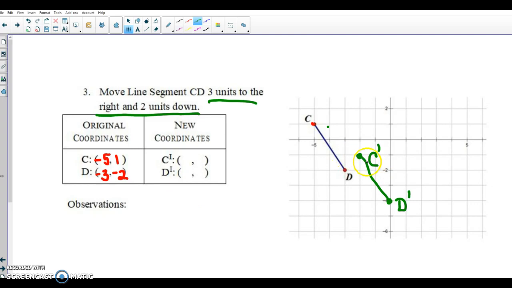Let's write the coordinates. So this time C prime is -2, -1, and D prime is 0, -4. Now, check out your observations from C to C prime, D to D prime. What did you learn from the previous problems?